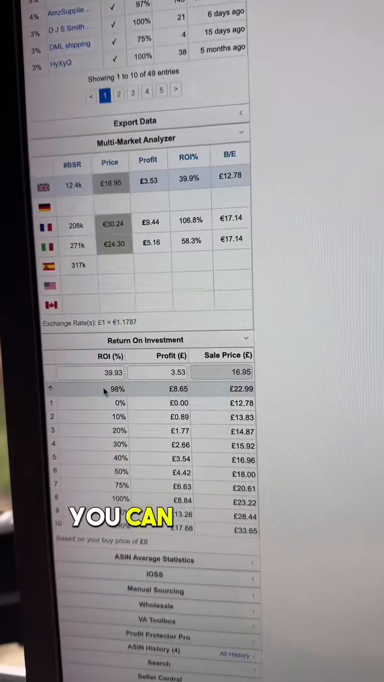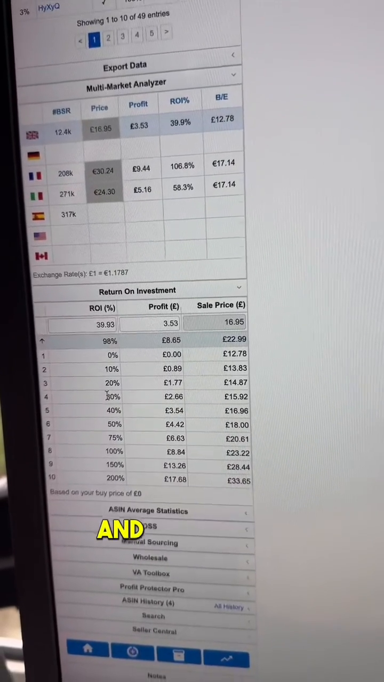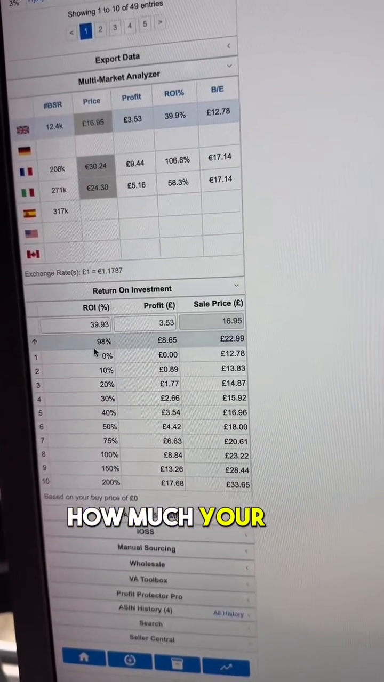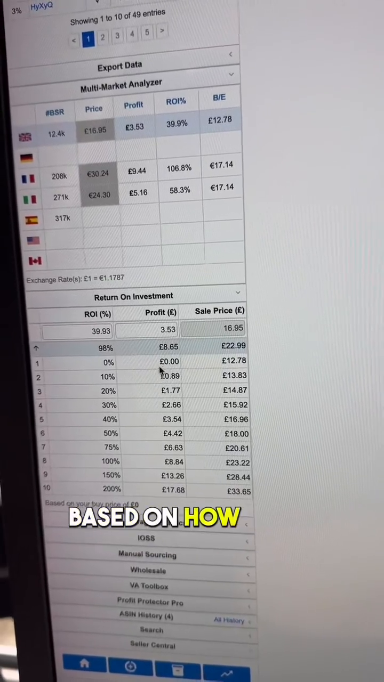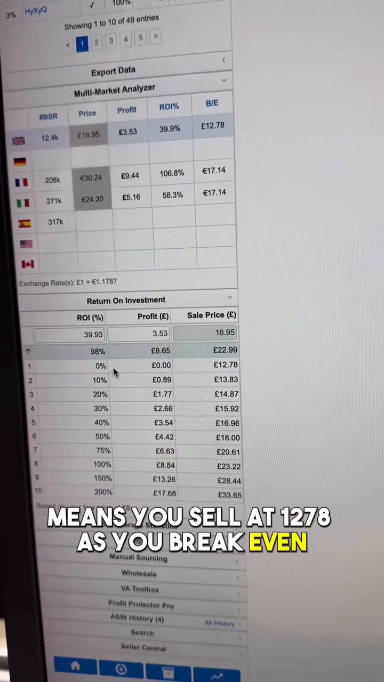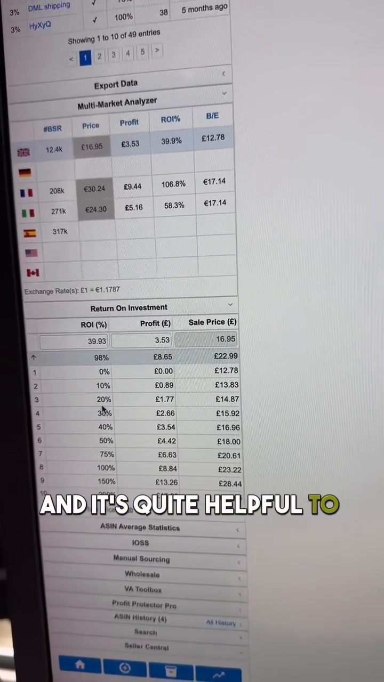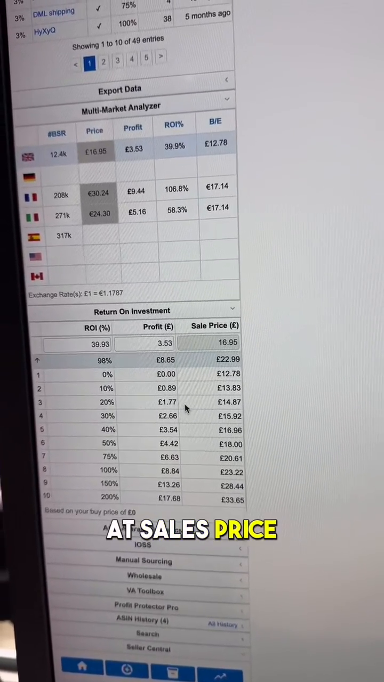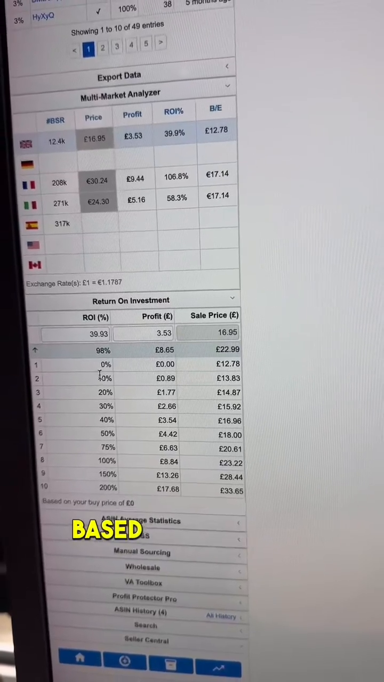And then further down, you can see here is your ROI chart, and you've got how much your ROI percentage is based on how much profit you've got. 0% ROI means you sell at 12.78, that's your break even, and then obviously it goes up, and it's quite helpful to work out where you need to be at a sales price and how much profit you'll make based on your ROIs.